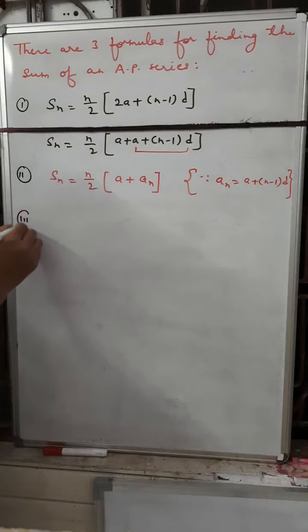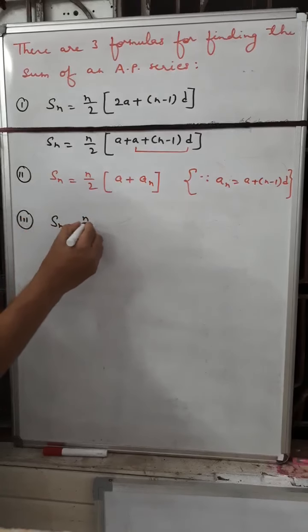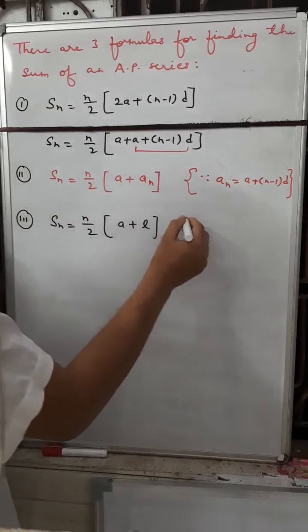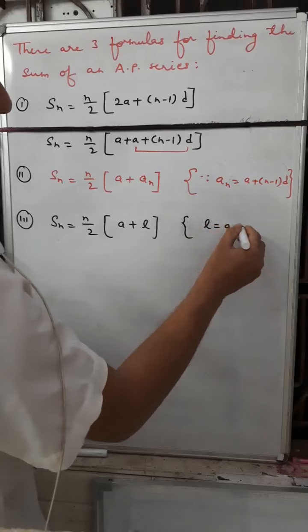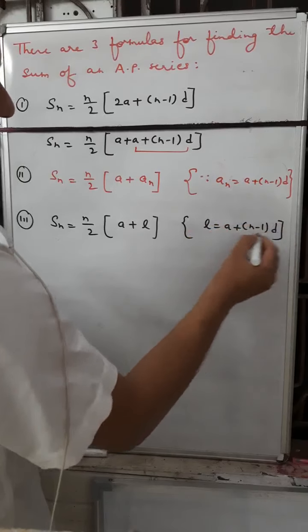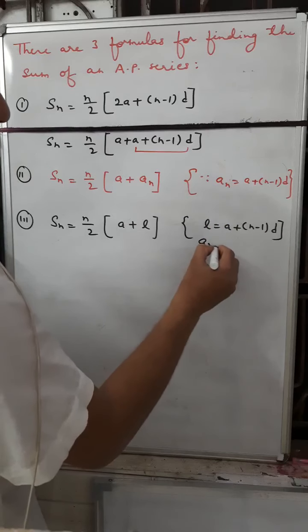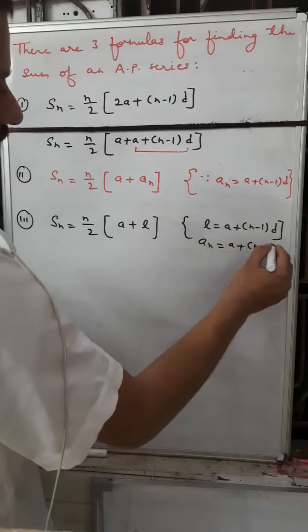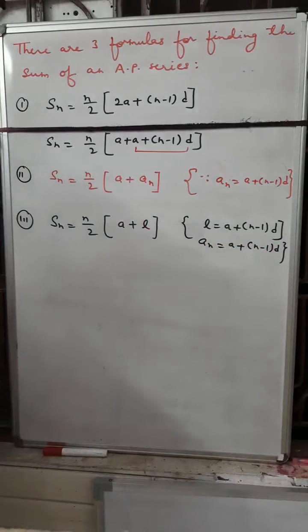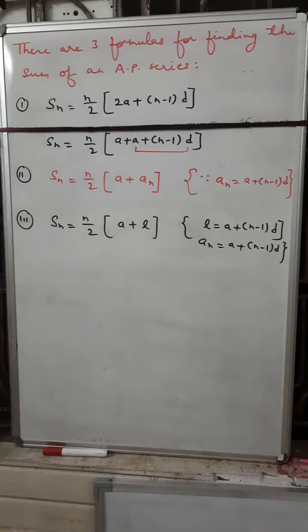Now for the third formula, in place of an we can write l, so Sn is equal to n by 2 [a plus l], because we know that l is also a plus (n minus 1) into d. So l and an are the same, both having the same formula. We can use both formulas for finding the sum of an AP series. In question number 3 we will use these 3 formulas, so you must remember them before solving the question.